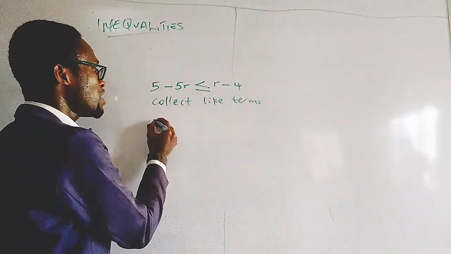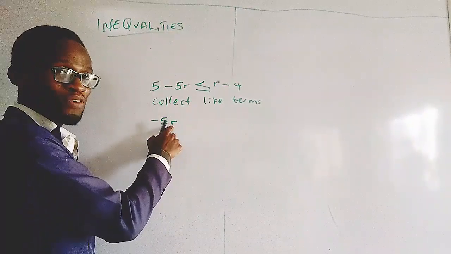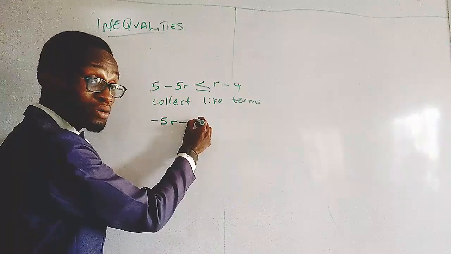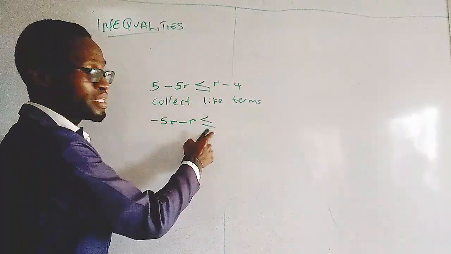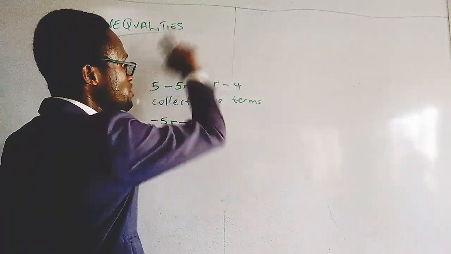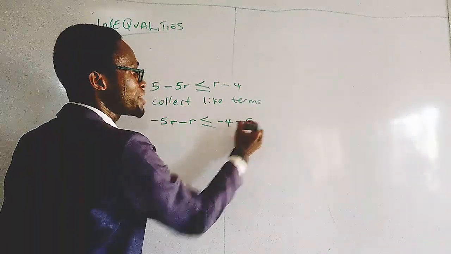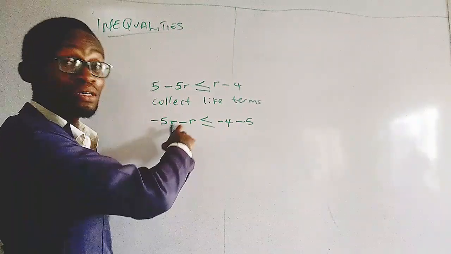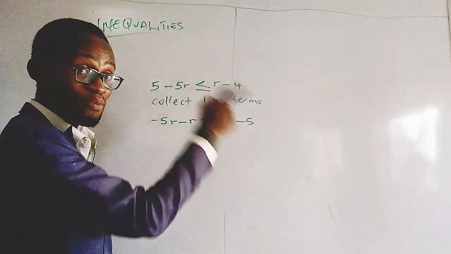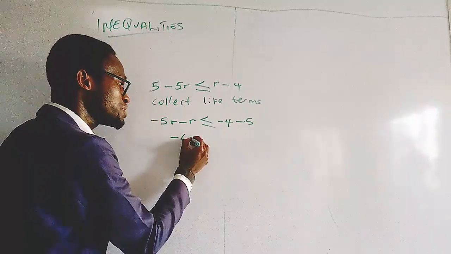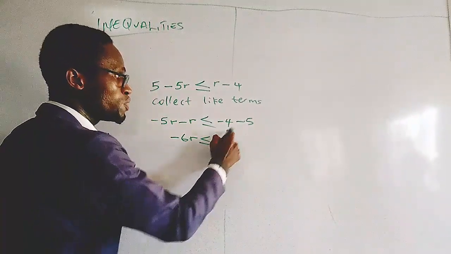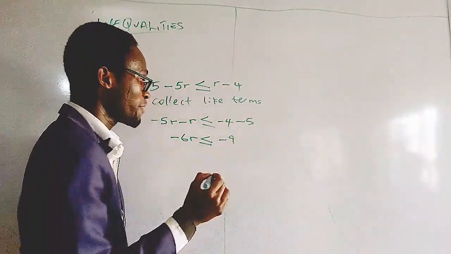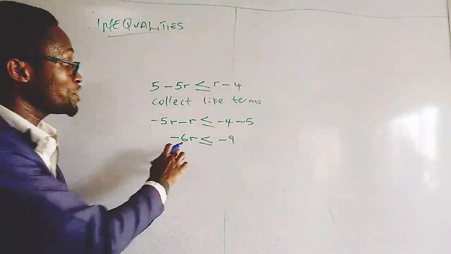So let's bring out minus 5r. When you are taking this from this side to this side, it becomes minus r. The sign is less than or equal to. Take this other one to the other side: minus 4 minus 5. Now this is going to be minus 5r minus r, which will give us minus 6r, less than or equal to minus 4 minus 5, which will give us minus 9.